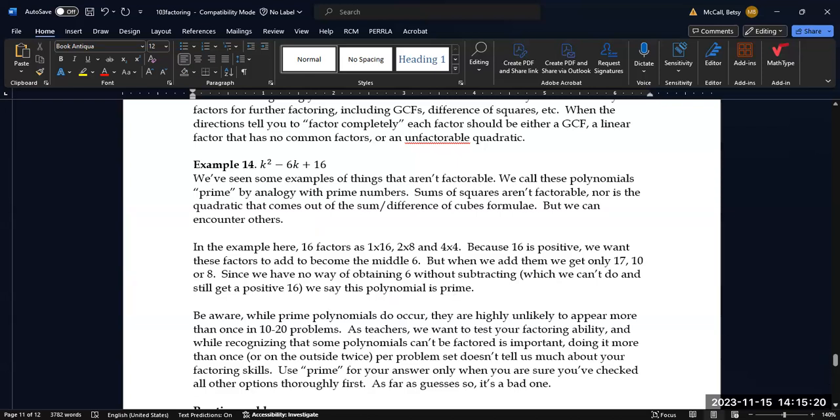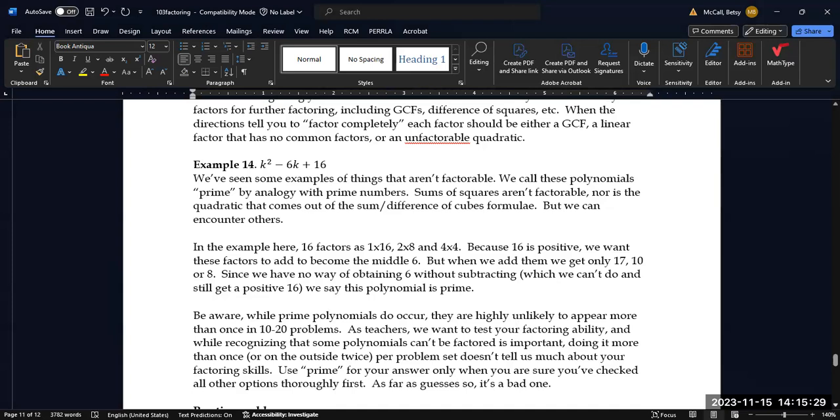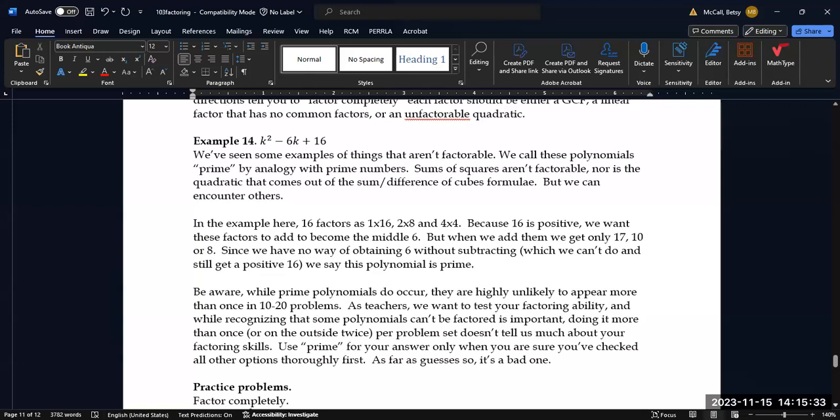Now, when we get to the quadratic equation at some point, there may be an answer, but it won't be a nice, pretty whole number. It'll involve square roots and that crazy stuff. And so when we're just dealing with whole numbers, there are going to be cases where we're simply not going to be able to factor any further. And so this is an example of that.